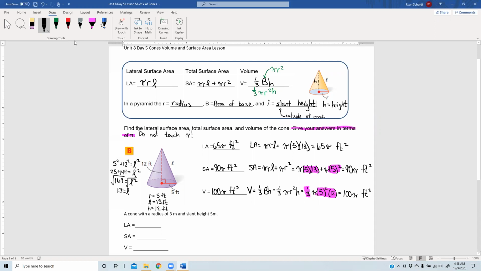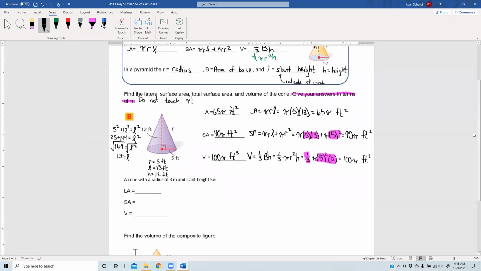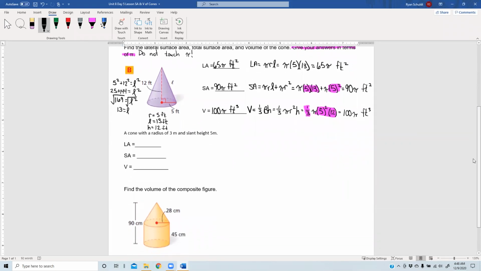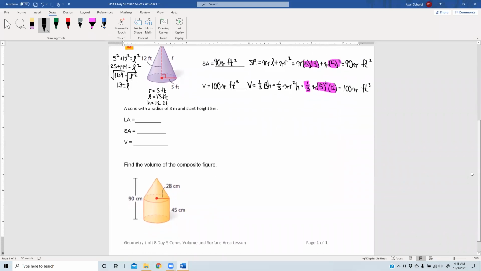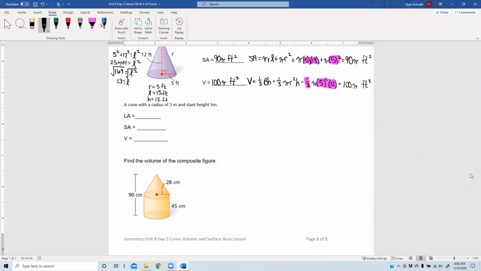Okay, there's our first example. Next one, they give us a cone with a radius, and I'm going to write these things down as I do them. A radius of 3, a slant height of 5 meters. But notice they don't give us a height. We don't know height.